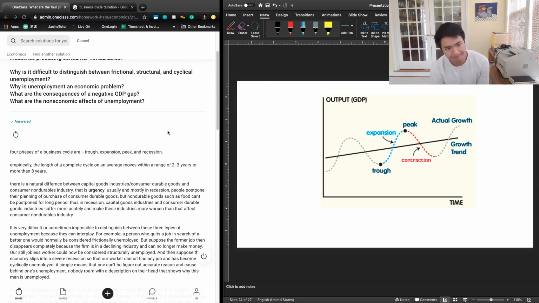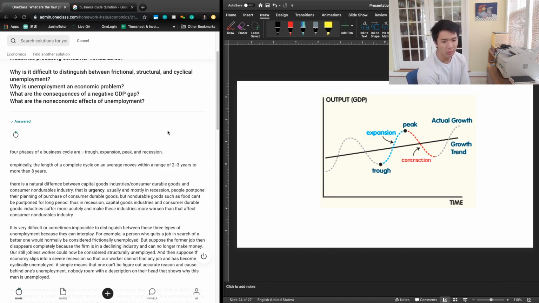So they wrote that it is very difficult or sometimes impossible to distinguish between these three types of unemployment because they can interplay. For example, a person who quits a job in search of a better one would normally be considered frictionally unemployed, but suppose the former job then disappears completely because the firm is in a declining industry and can no longer make money, our still jobless worker can now be considered structurally unemployed. And then suppose the economy slips into a severe recession so that our worker cannot find any job and he becomes cyclically unemployed.